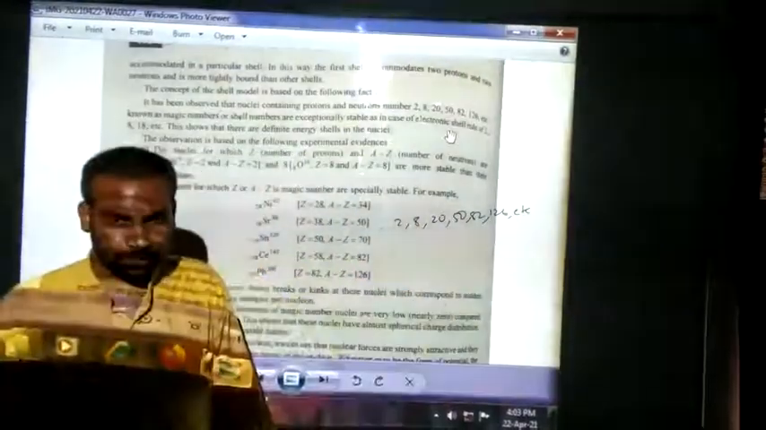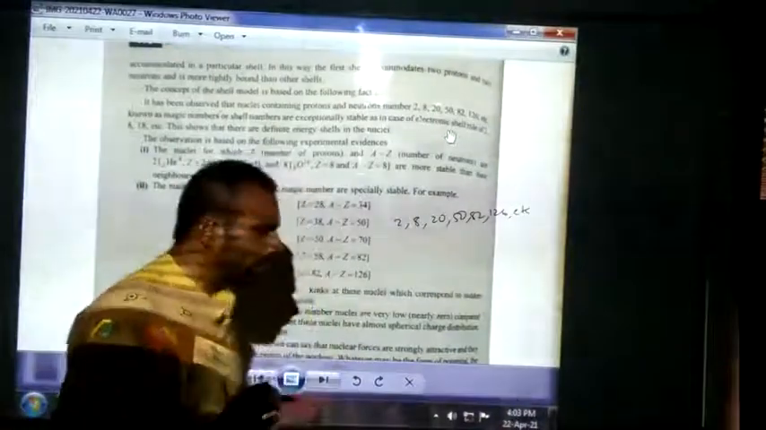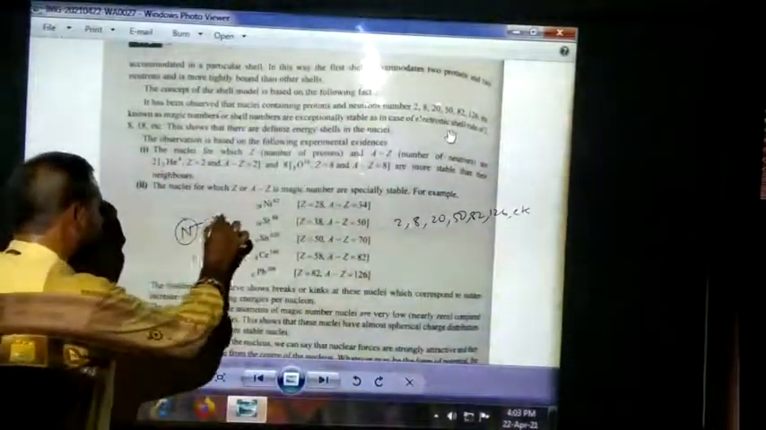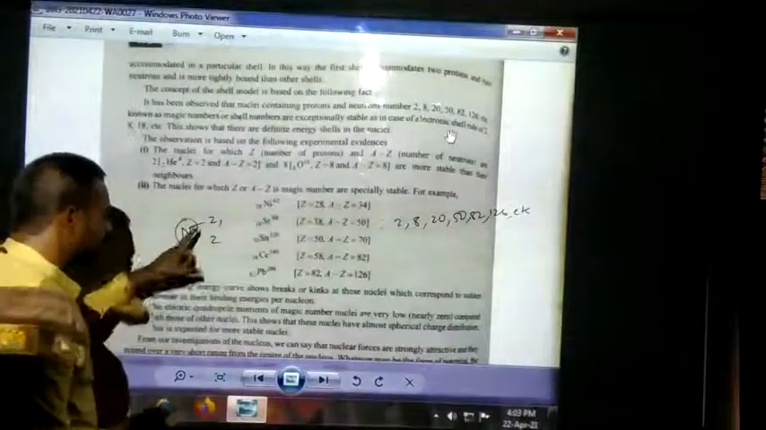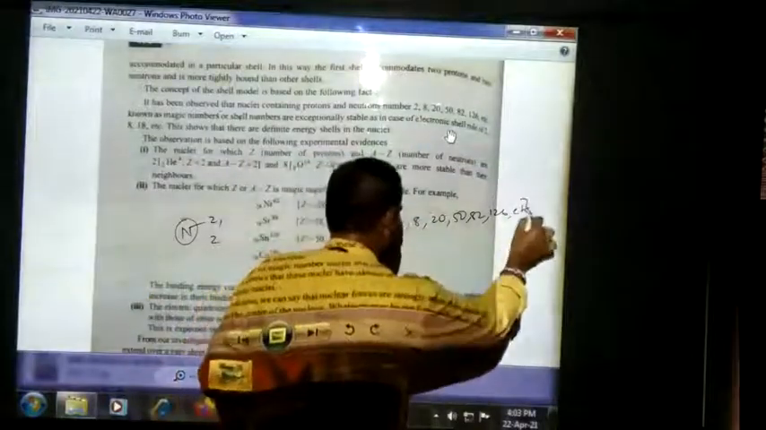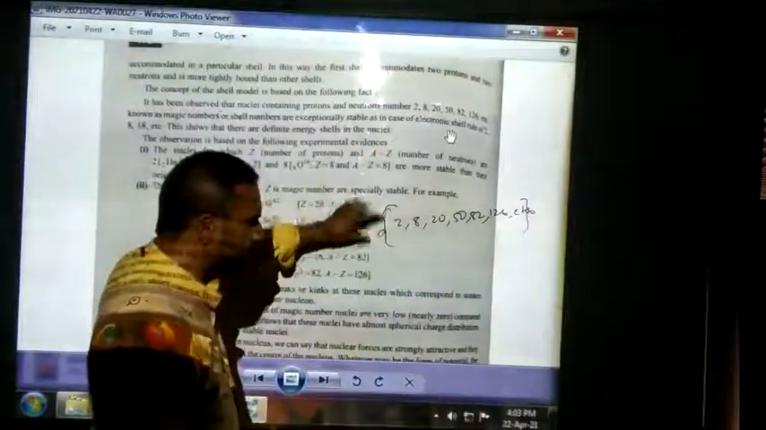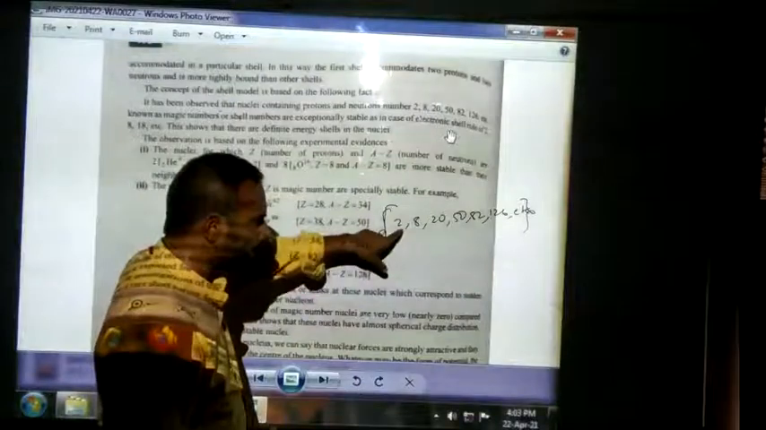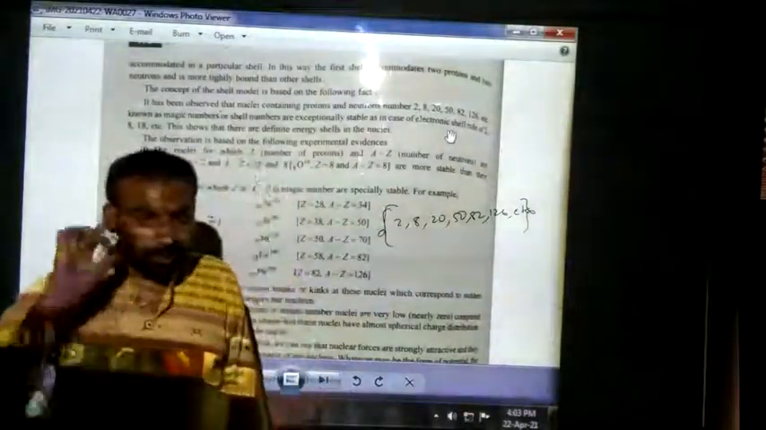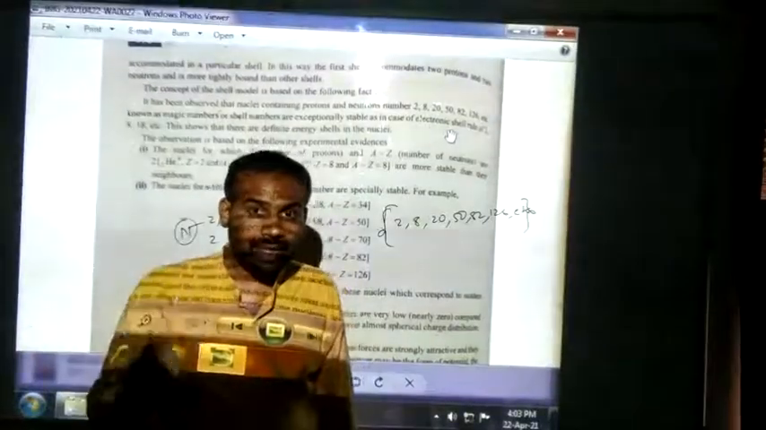Nuclei with magic numbers are more stable compared with the other nuclei. What does it mean? If you take any nucleus, if it contains 2 protons or 2 neutrons, it comes under this category, this set of numbers. The set contains 2, 8, 20, 50, 82, 126. This set of numbers is called magic numbers. Remember it. The shell model is completely based on magic numbers.